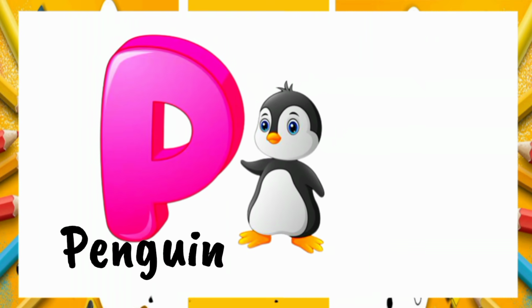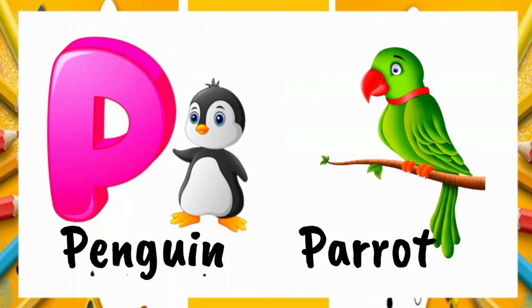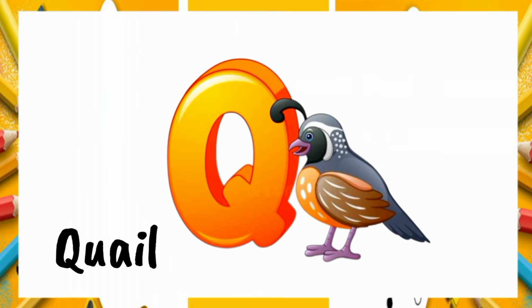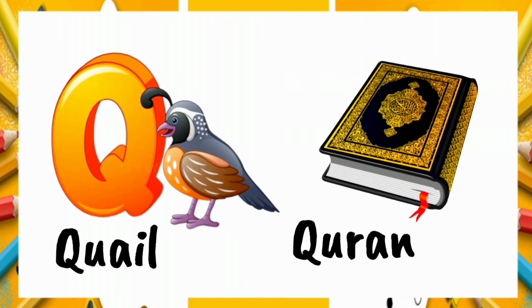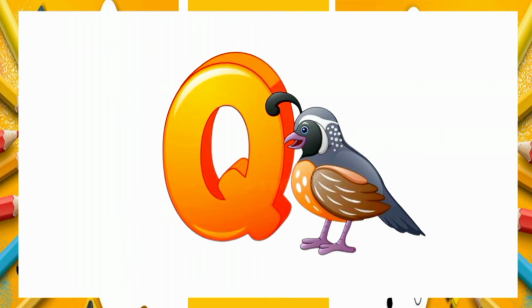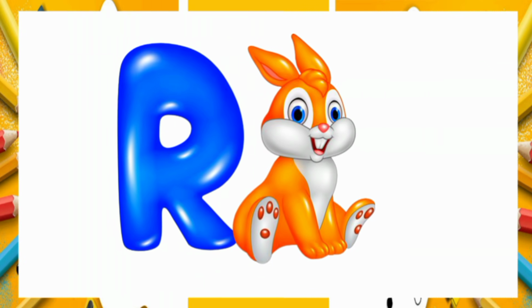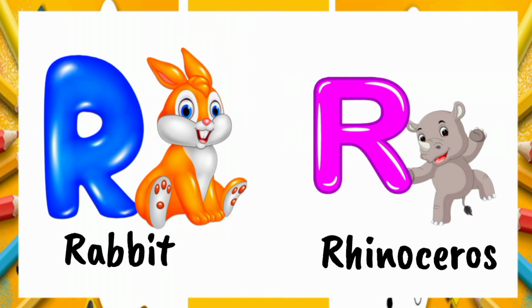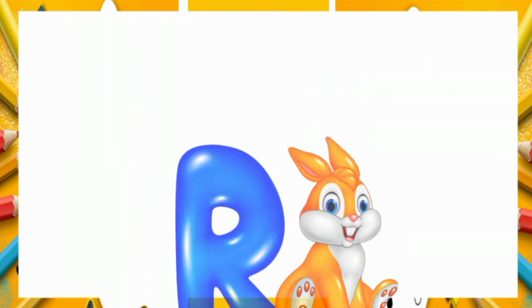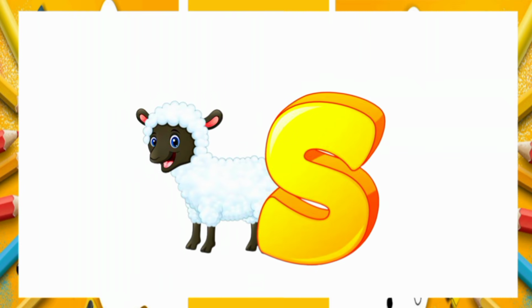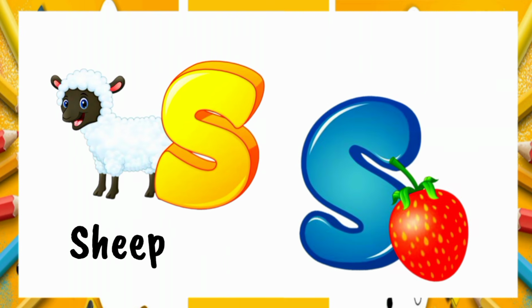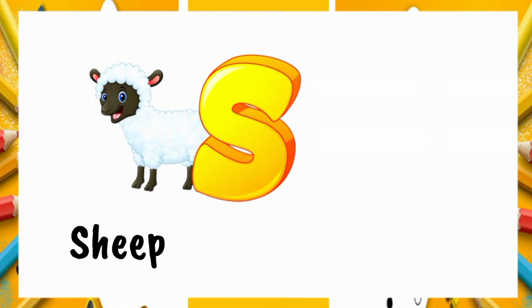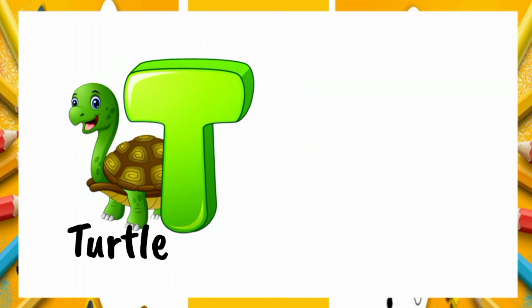P is for penguin. P is for parrot. Penguin. Parrot. Q is for coel. Q is for Quran. Coel. Quran. R is for rabbit. R is for rhinoceros. Rabbit. Rhinoceros. S is for sheep. S is for strawberry. Sheep. Strawberry. T is for turtle. T is for tomato. Turtle.